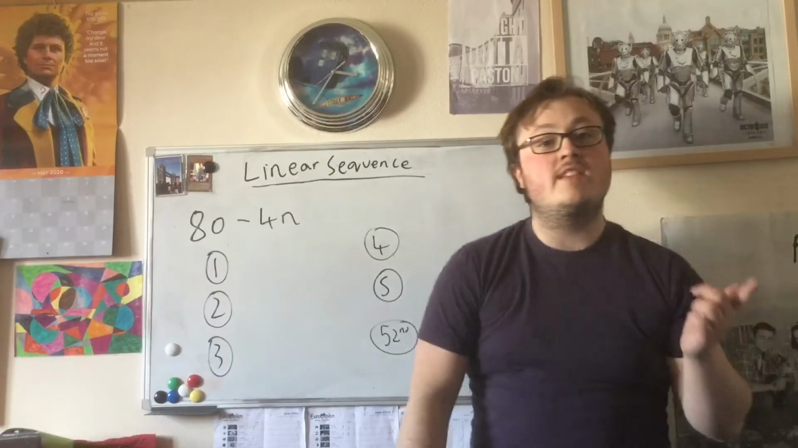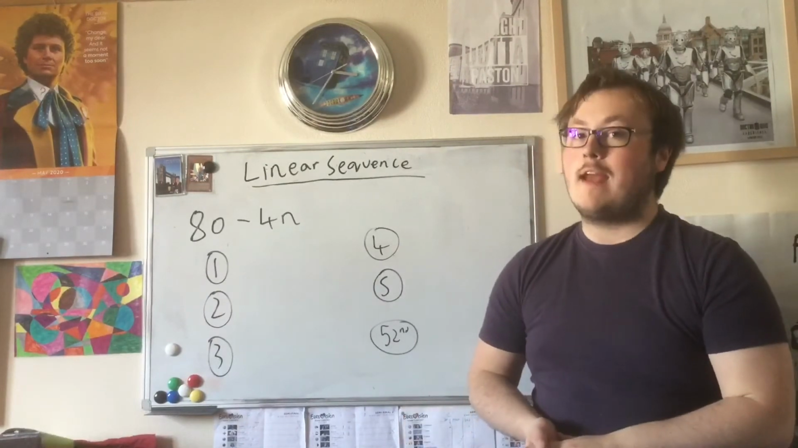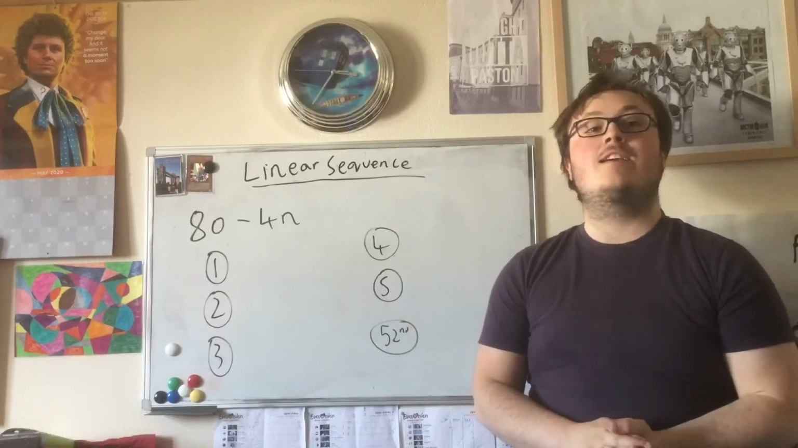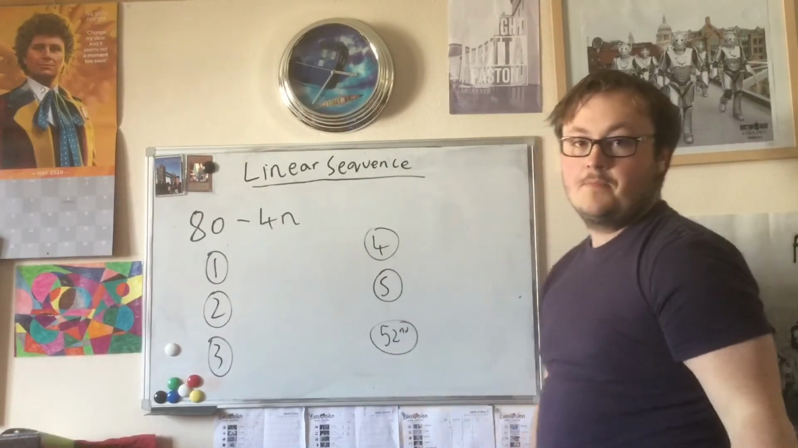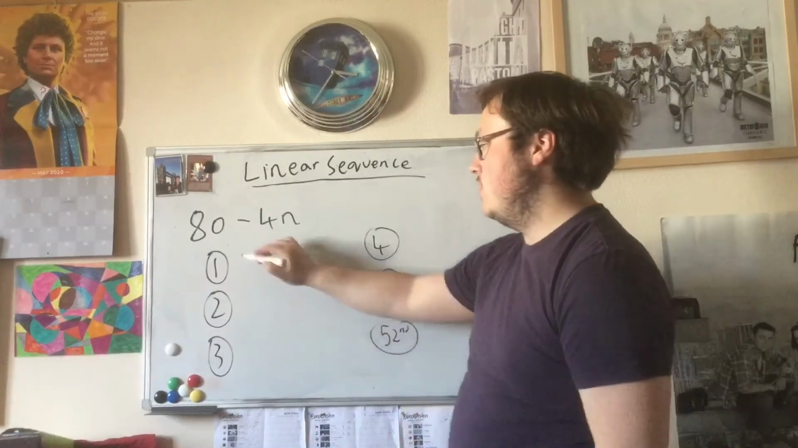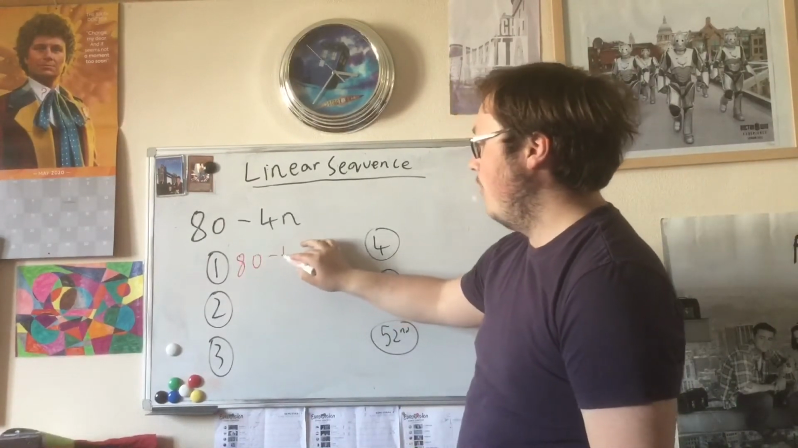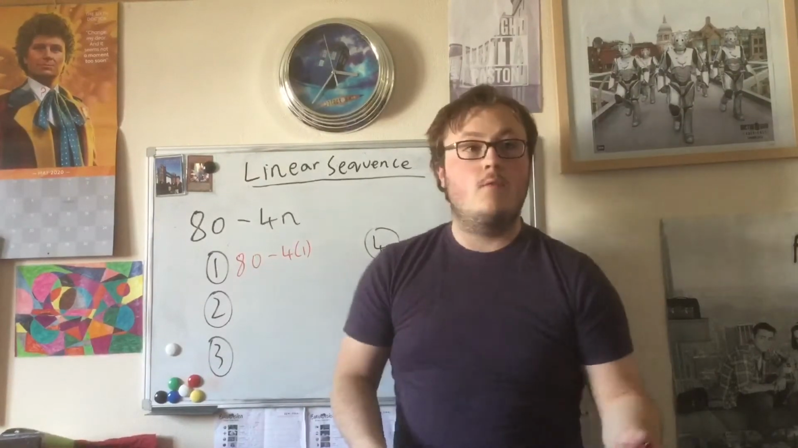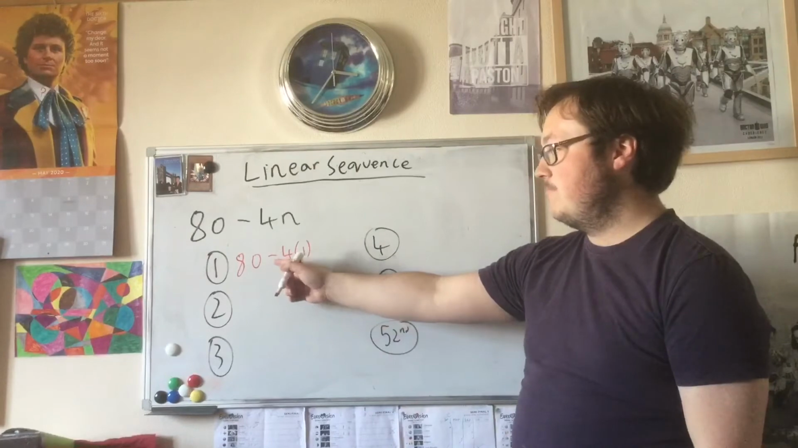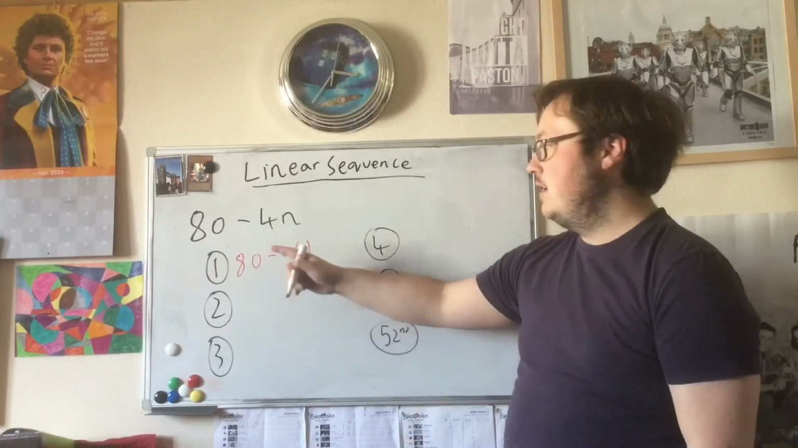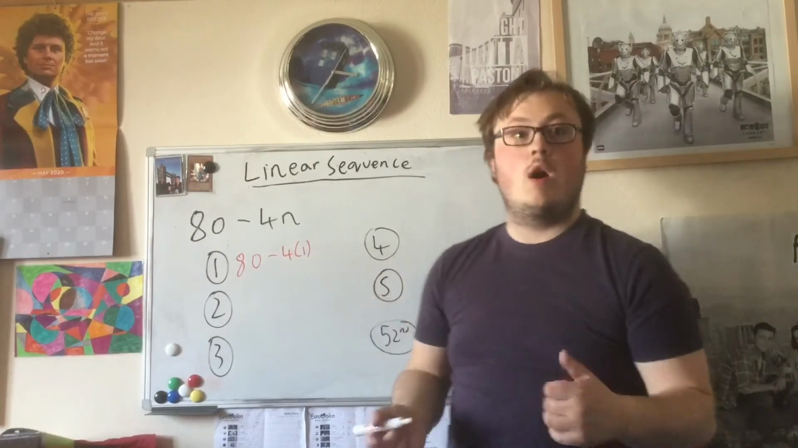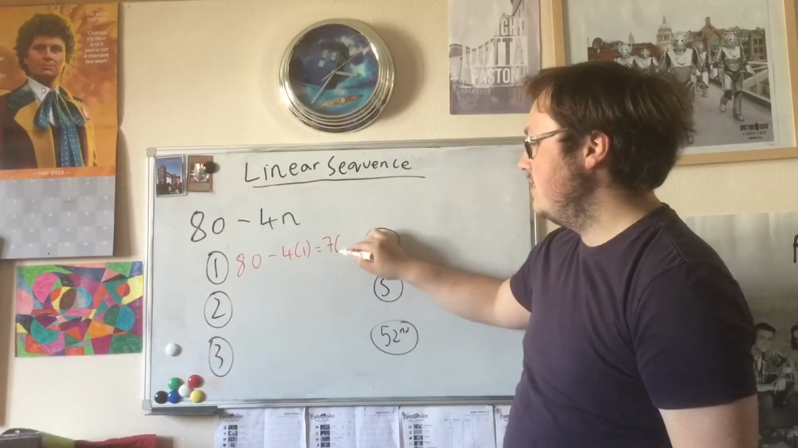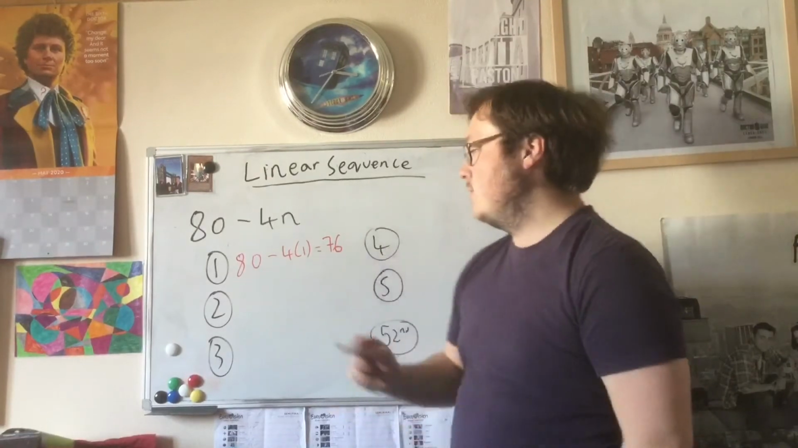So I have the sequence 80 minus 4n, and I want to find the first 5 terms and the 52nd term of this sequence. So let's find the first 5 terms firstly. So we do 80 minus 4 times 1 because it's the first term. So we have 80, take away 4 times 1. So it's 80, just take away 4. That will get us 76.